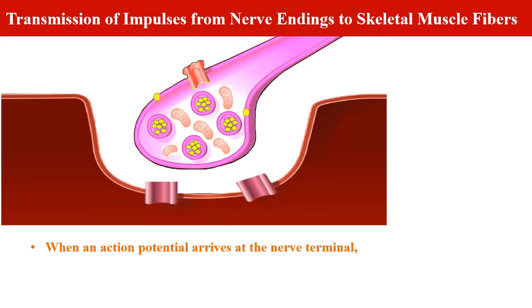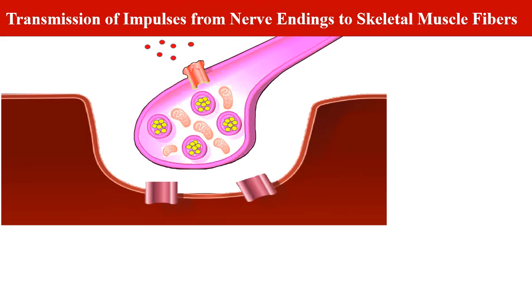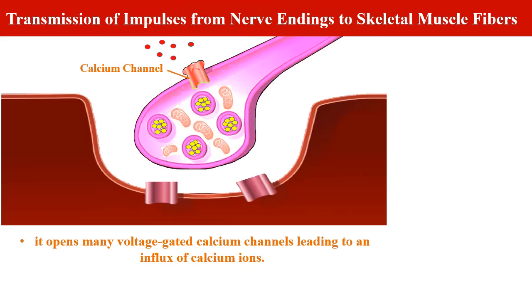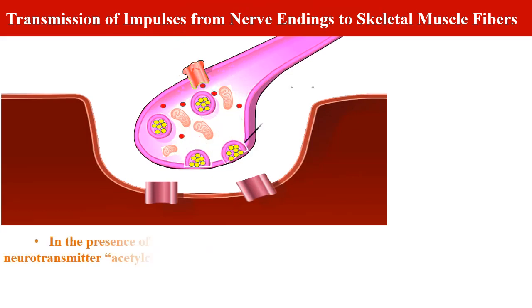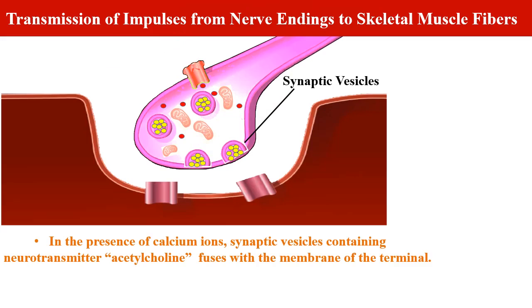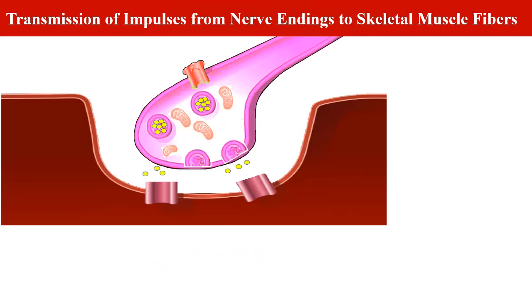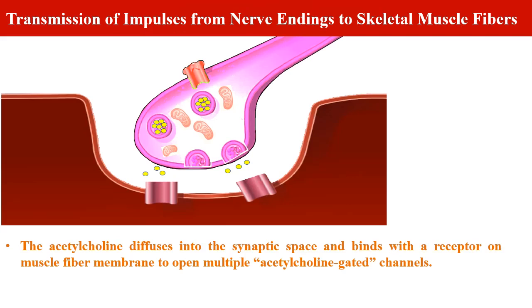When an action potential arrives at the nerve terminal, it opens many voltage-gated calcium channels, leading to an influx of calcium ions into the terminal. In the presence of calcium ions, synaptic vesicles containing the neurotransmitter acetylcholine fuse with the membrane of the terminal. The acetylcholine diffuses into the synaptic space and binds with a receptor on the muscle fiber membrane to open multiple acetylcholine-gated channels.